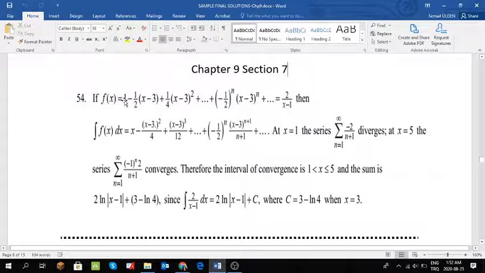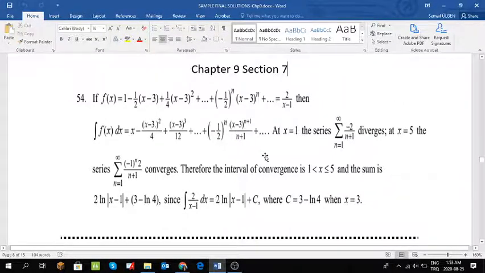The integral of 1 is x. The integral of x minus 3 is x minus 3 squared over 2, but we have 2 here, so it makes 4. Don't forget the negative sign. The integral of this is x minus 3 cubed over 3, but we have 4 here, and 3 times 4 makes 12. And for negative 1 over 2 to the n, the integral increases the power by 1 and divides by it, and we have this.